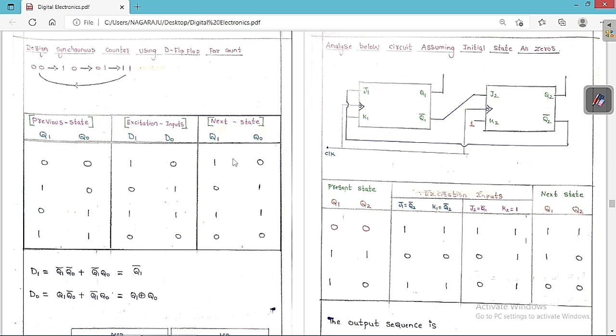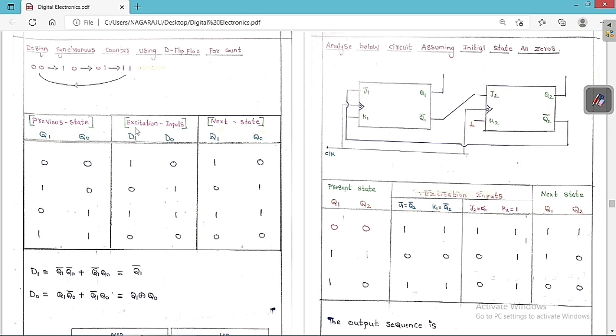So this is the previous state and this is the next state. So 00 means next state is 10, 10 means next state is 01, 01 means next state is 11, and 11 means next state is 00. So again you are going to repeat this process. This is the sequence that we always want.